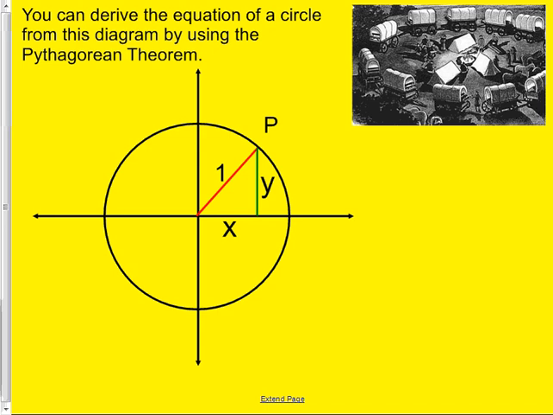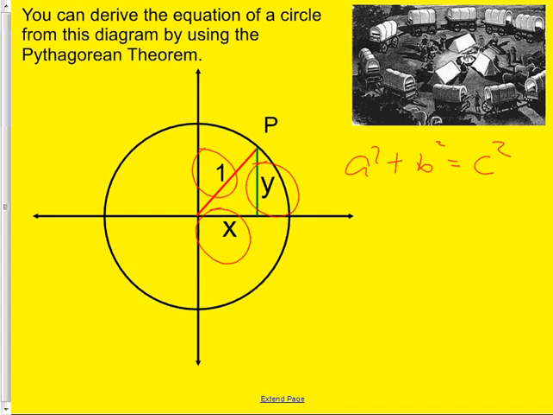Right triangles? What is the formula we know for triangles like this? Come on. You know something for triangles, don't you? There you go. A squared plus b squared equals c squared. So in this case, we know A and B and C. So what's the equation for a circle?